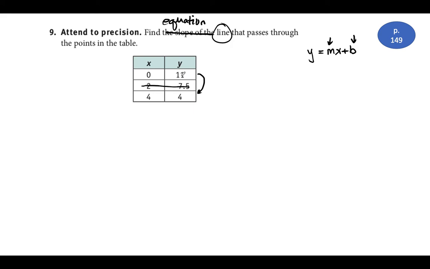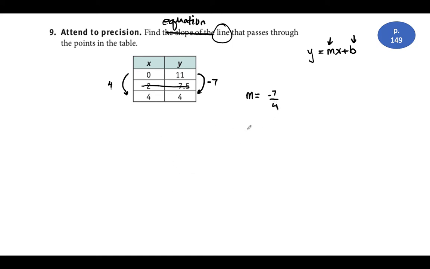So from 11 to 4, that's a decrease of 7, right? And from 0 to 4, that's an increase of 4. So my slope, I'm not going to write the word slope anymore. I'm just going to use the letter m. Every time I use the letter m as a variable, I mean the slope. It's going to save us some time. So the slope is negative 7 over 4.